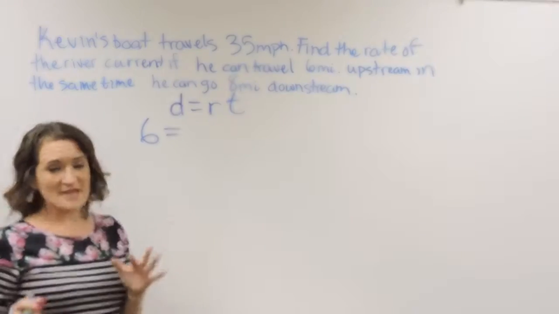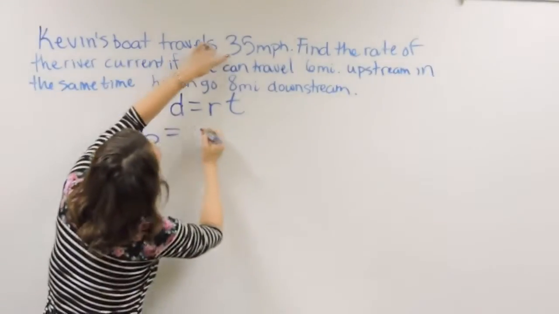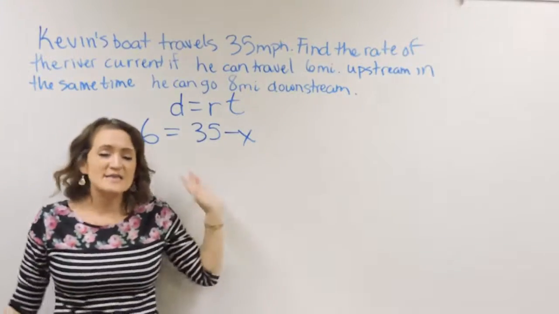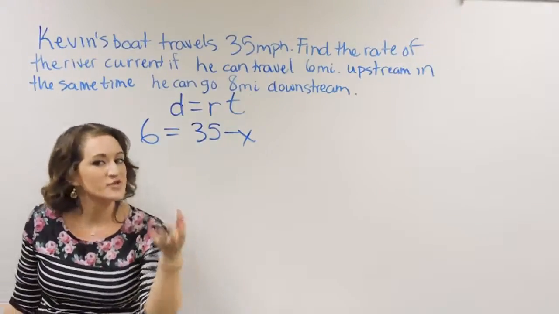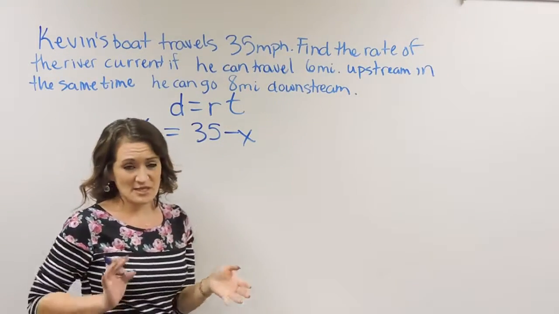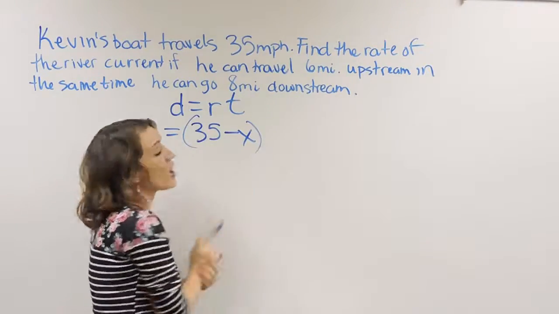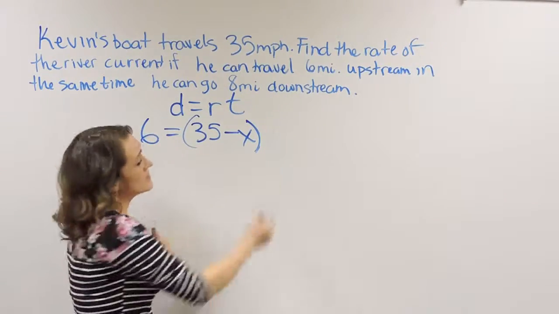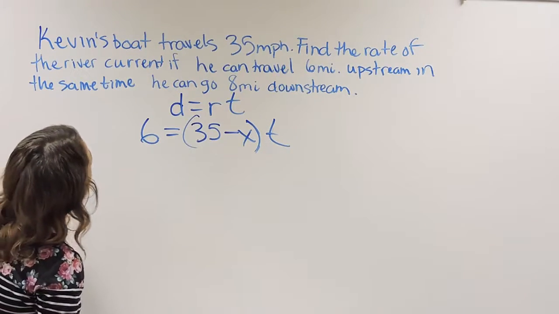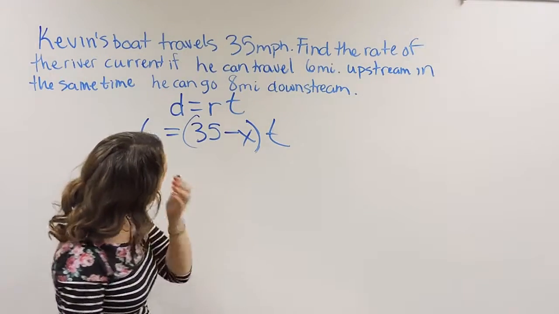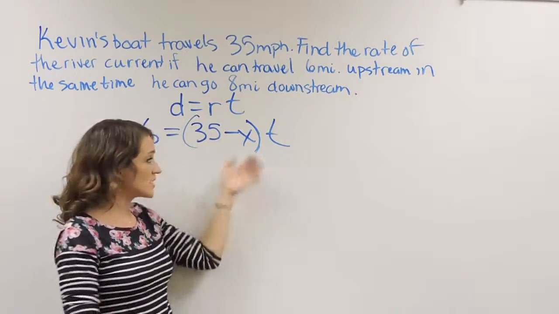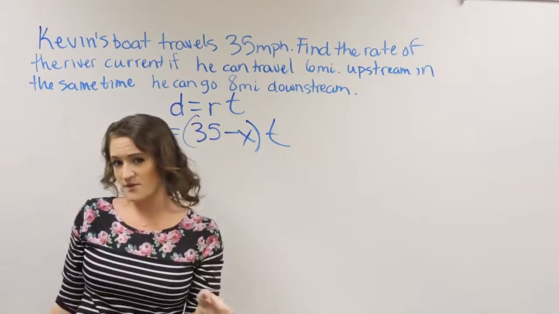So what we do is take our rate, 35 miles an hour, and subtract an X amount, which represents the current of the river. So 35 miles an hour minus X, because we're pushing against it, and that's our rate. Then our time is just going to be T. We don't know what time frame we're talking about here. It just says we can do 6 miles upstream in the same time that we can do it downstream. So let's focus on the other equation.